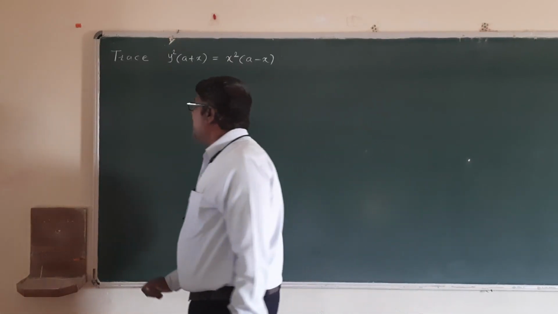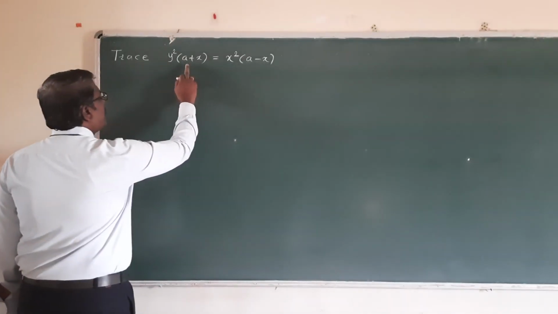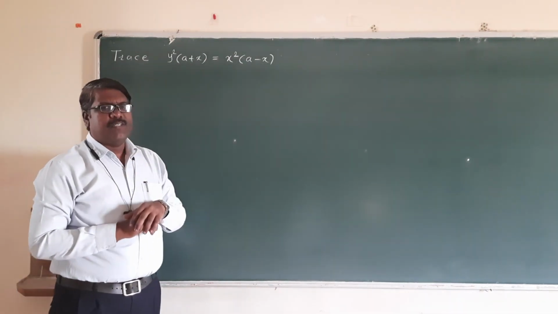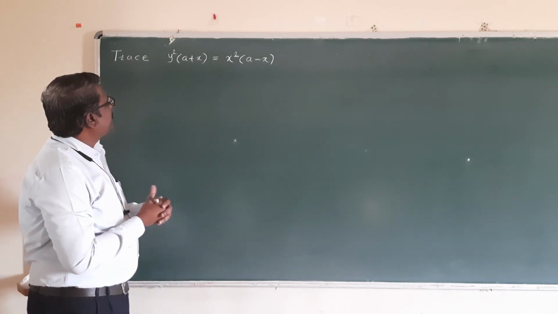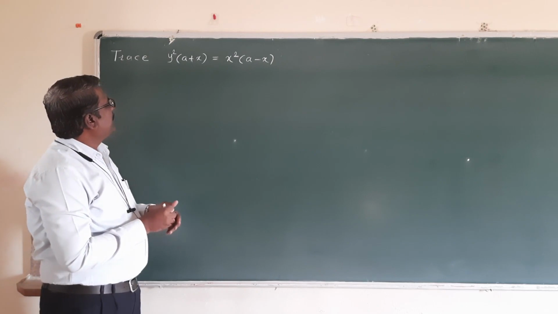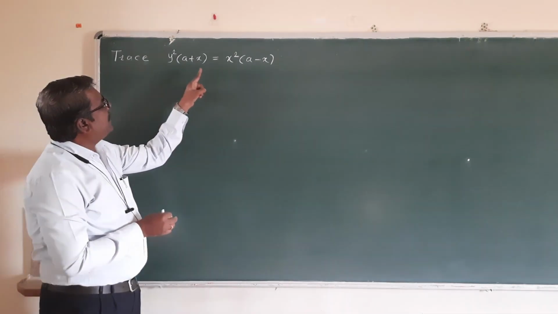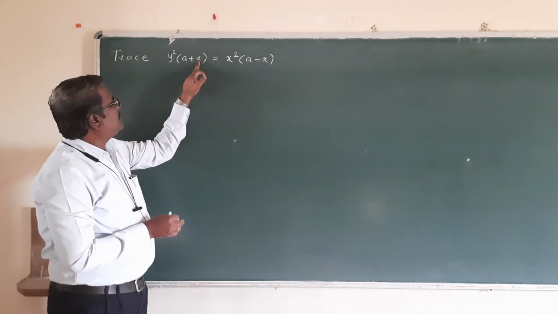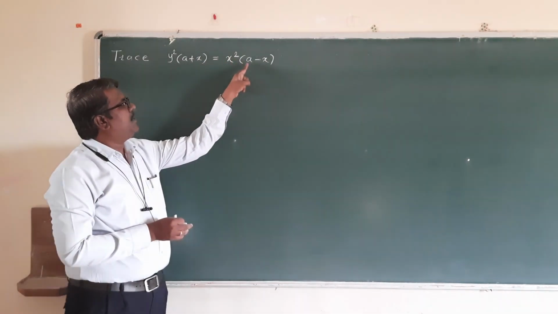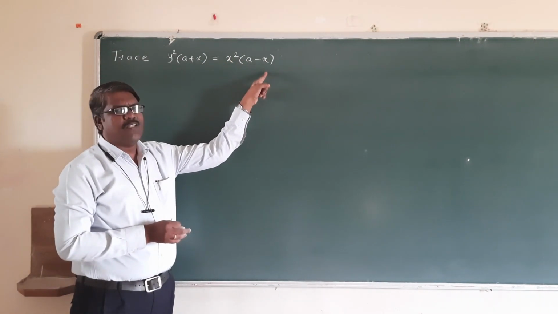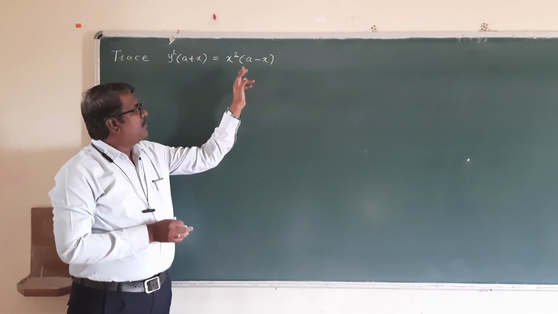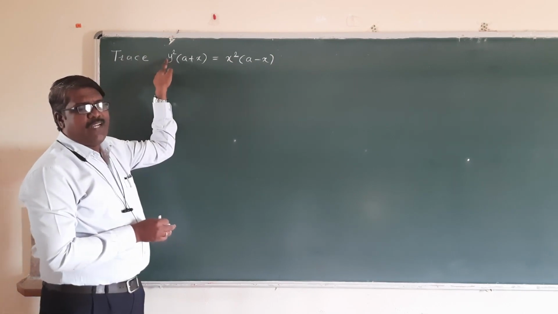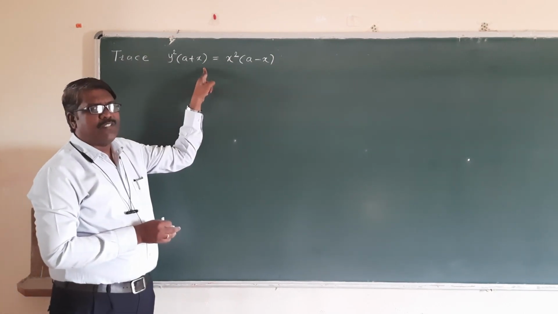The next example is trace y square into bracket a plus x is equal to x square into bracket a minus x. Now if we observe this equation as far as symmetry is concerned, this equation does not contain even power of x everywhere, because in this term power is odd. Here power is even, but when I multiply this x square inside the bracket, then power will be odd. But this equation contains power of y, it is even, and therefore this curve is symmetric about x-axis.